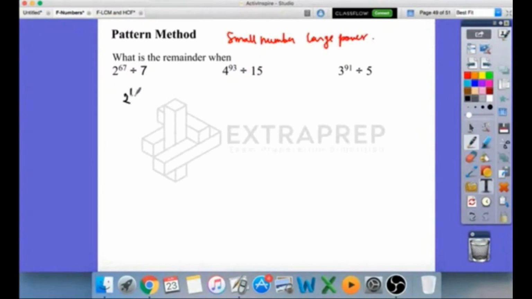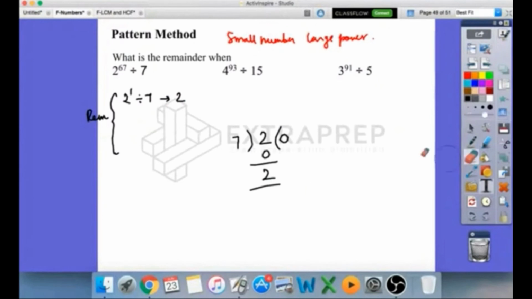First, 2 power 1 divided by 7. What's the remainder? I'm talking about the remainders. 2 power 1 divided by 7, the remainder is 2. See, you're not dividing 7 by 2. 7 by 2, the remainder would be 1. But when a smaller number is being divided, the remainder will always be the smaller number. 2 divided by 7: how many times does 7 go? 0 times, so you get the remainder as 2 again. When a smaller number is divided, you always get the same number as remainder.